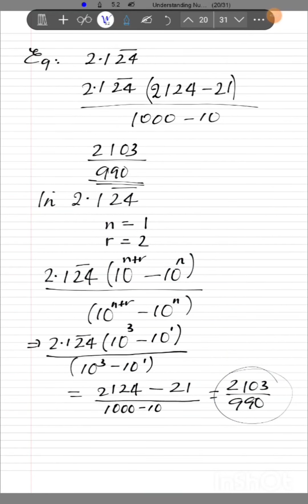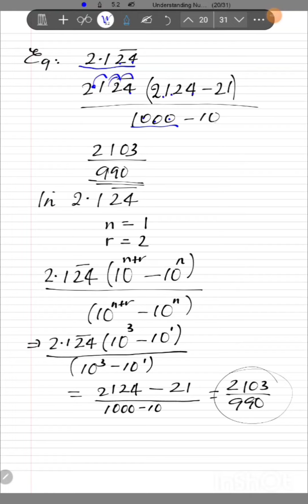Let me see another example here. 2.1, but the repeating part is only 24. I just simplified here. Now the first one is, if I multiply it by 1000, it moves 3 steps forward, because we have 3 zeros in 1000. When the decimal point moves 3 steps forward, we get 2124.